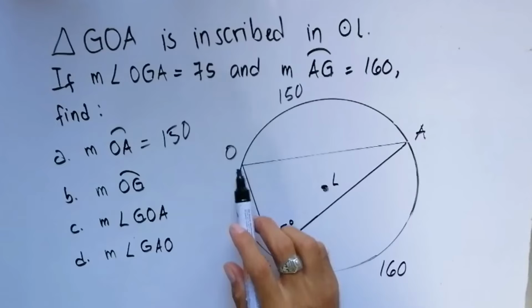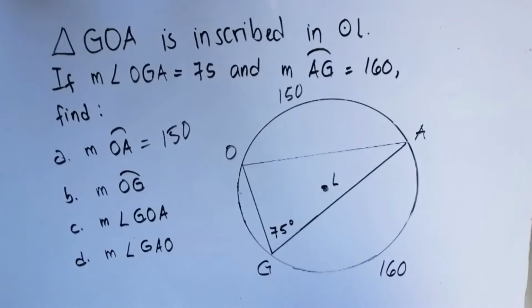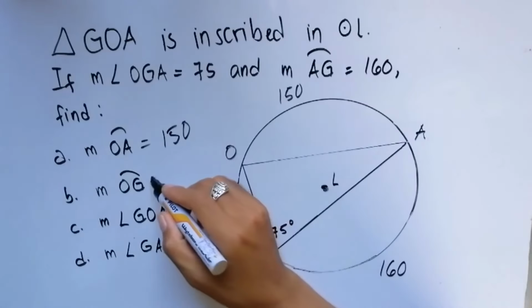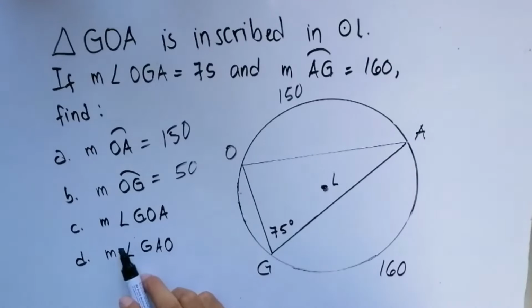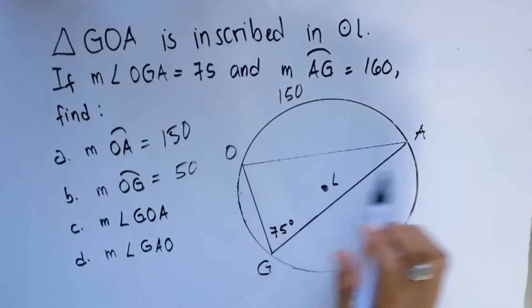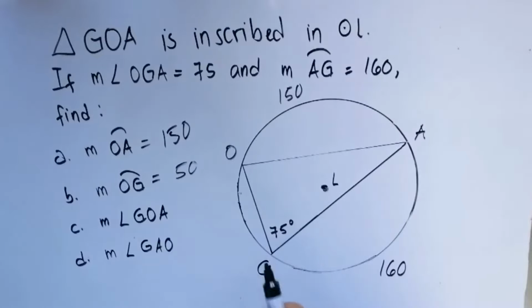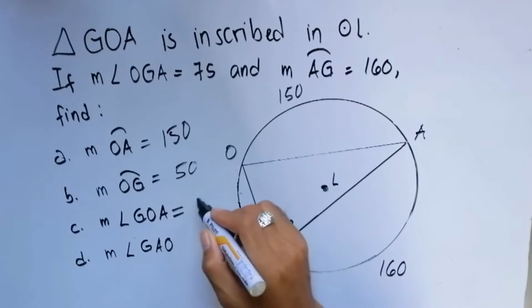Then the measure of OG. Since we all know that one complete revolution is equal to 360 degrees, that is 360 degrees minus 150 plus 160, and that is equal to 50. Next, the measure of angle GOA. The measure of this GOA is 1/2 the measure of its intercepted arc, which is 160. So 1/2 of 160 is equal to 80.